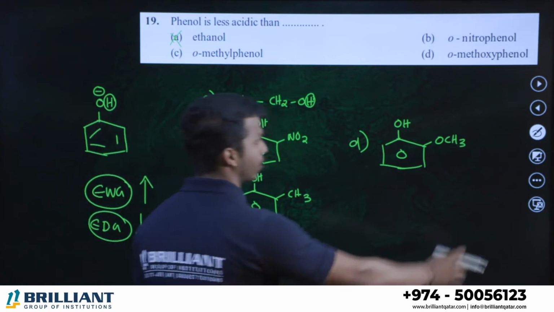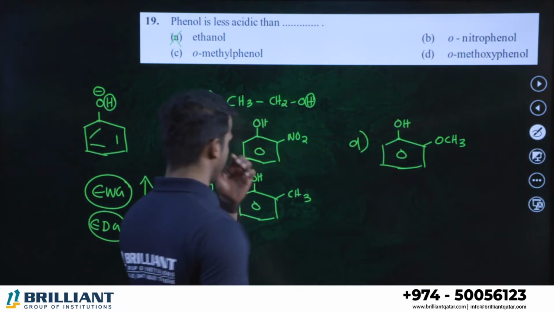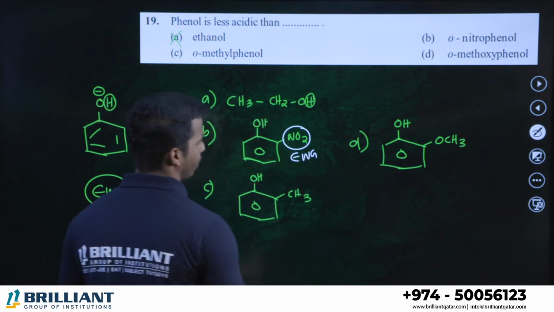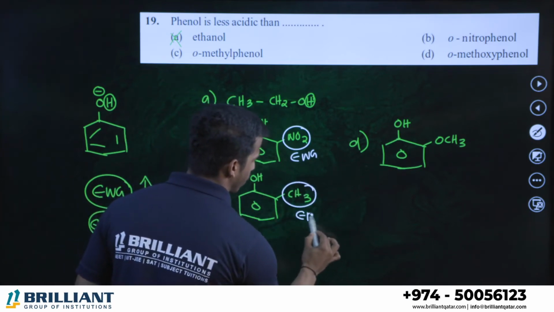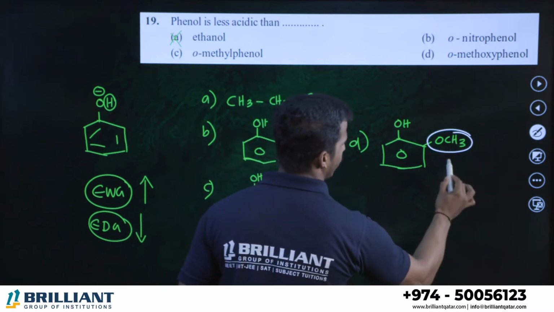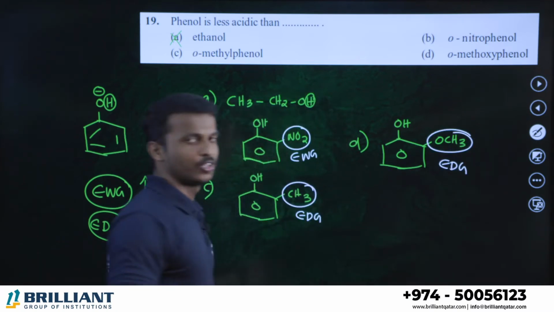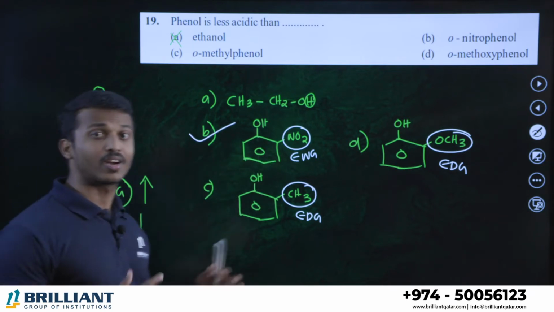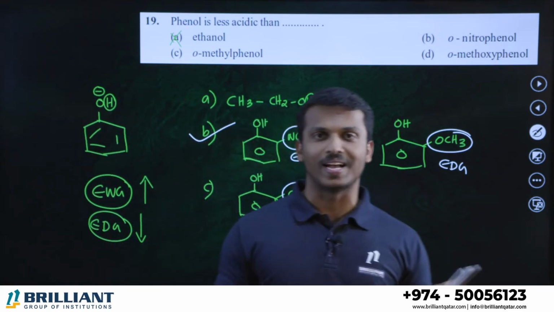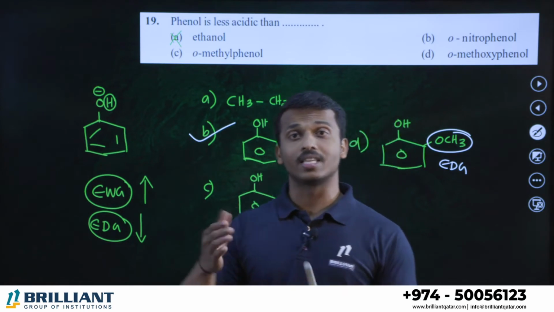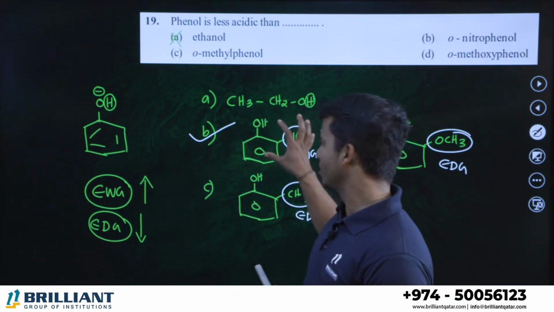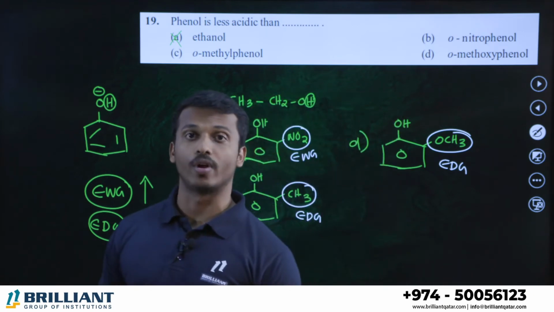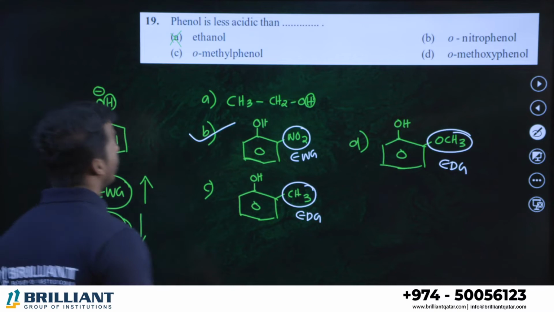Let's check which are electron donating and which are electron withdrawing. Dear all of you, nitro group is a very strong electron withdrawing group. Alkyl groups are electron donating groups. Alkoxy groups are also electron donating groups. So which is more acidic? Option B, right? Option B, because it contains an electron withdrawing group, which can increase the acidity. So phenol is less acidic than this one because it is more acidic due to the presence of an electron withdrawing nitro group in the ortho position.